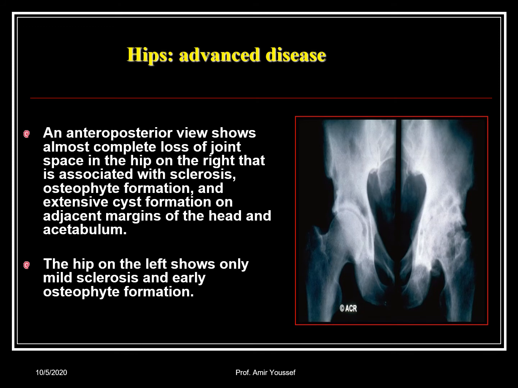Advanced disease of the hip, as you see, anteroposterior view shows almost complete loss of joint space in the hip on the right that is associated with sclerosis, osteophyte formation, and extensive cyst formation on adjacent margin of the head and acetabulum. Completely destroyed hip joint. The hip on the left shows only mild sclerosis and the early osteophytic formation.